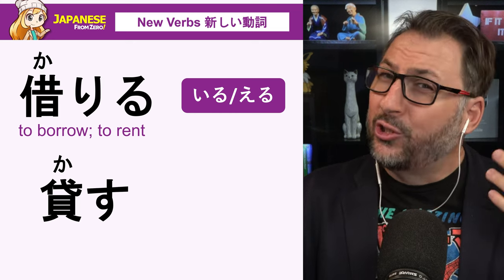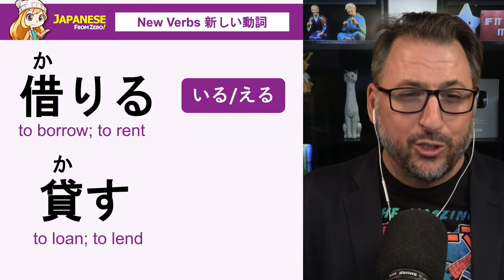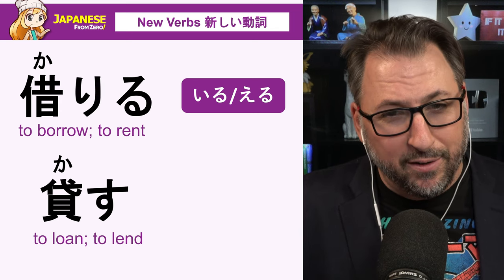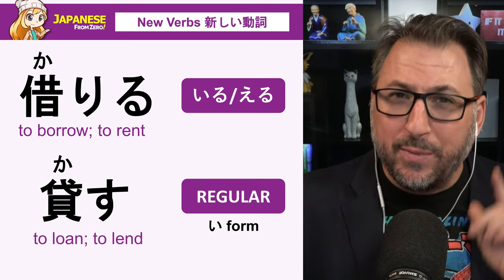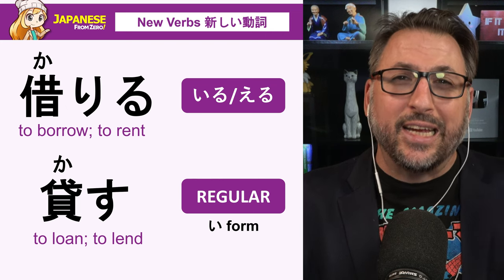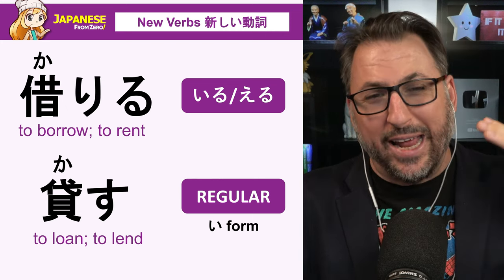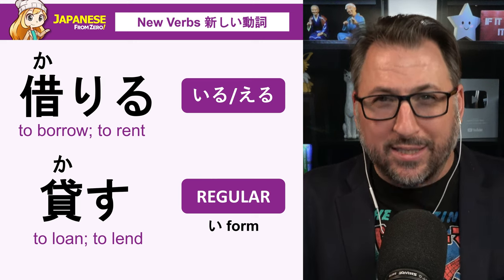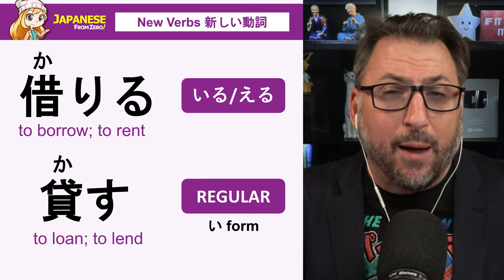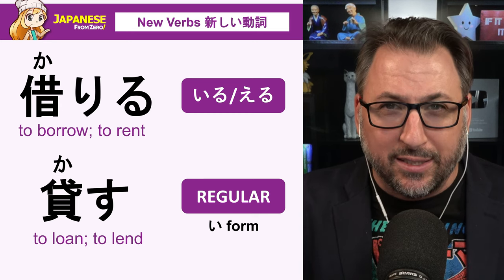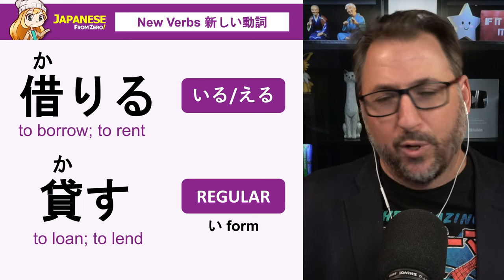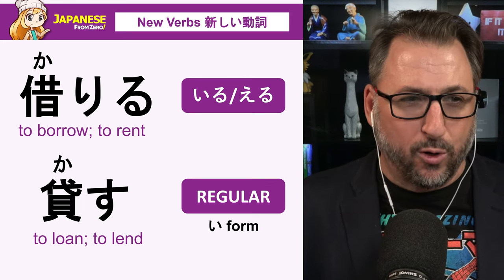And kasu. Kasu means to lend, to lend or to loan somebody. You can loan money. You can lend your book. And this is a regular verb, which means you have to turn the final hiragana into e form and then add your endings. The endings are like mas, mashita, masendeshita, all those type of endings. So if you want to say, I'm going to loan money, it's kashimasu. If you're going to say, I loaned money, kashimashita. And of course, there's also the informal forms.